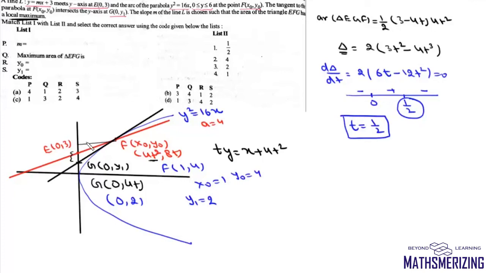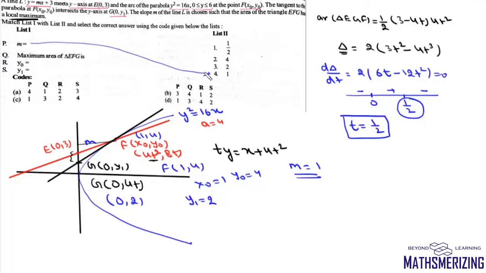And if we have to find the slope of this line, so what is the slope of this line? We know that this point is (1, 4). So y2 minus y1 upon x2 minus x1. So the value of m is 1. So this small m is mapped to 1, which is option number 4.